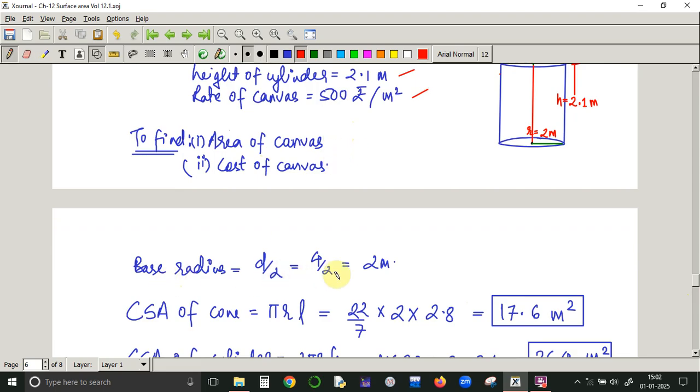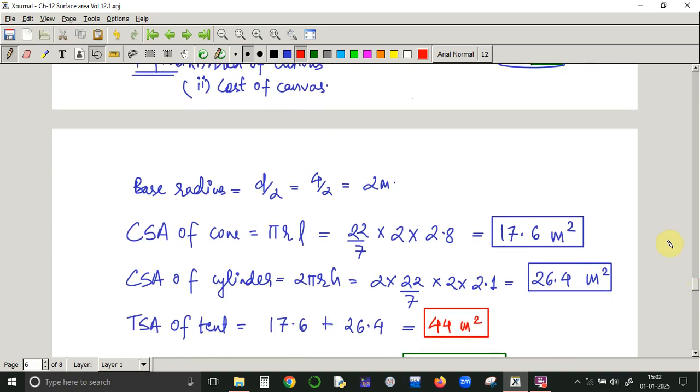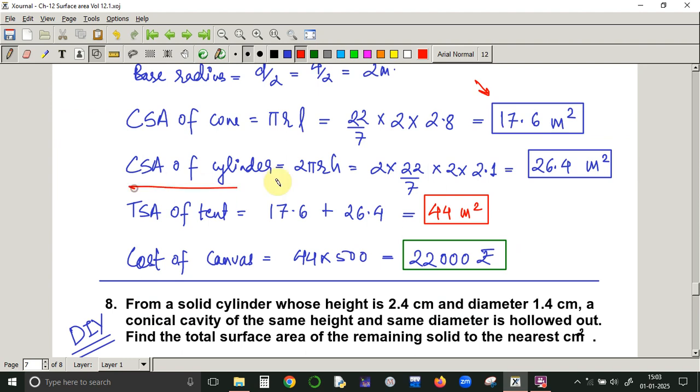So base radius is d upon 2, so 4 upon 2, so 2 meter is the base radius. CSA of a cone, pi r l, simply put the values, simplify it, you will get 17.6 meter square. CSA of cylinder, put the values, simplify this, multiply them, you will get 26.4. Total surface area of the tent is just simply add the two values. 44 meter square is the total surface area of the tent.